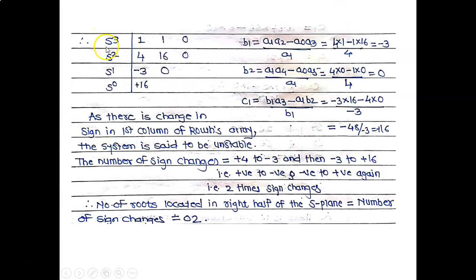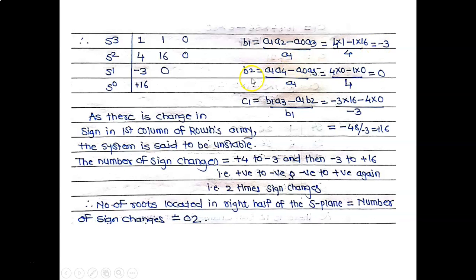Therefore S cube, S square, S raised to 1, S raised to 0: 1, 1, 0, 4, 16, 0. Now we will obtain this B1 value. How we obtain this minus 3 we will see. B1 is equal to A1 A2 minus A0 A3 divided by A1, which is equal to 4 into 1 minus 16 into 1 divided by 4, which is equal to minus 3.